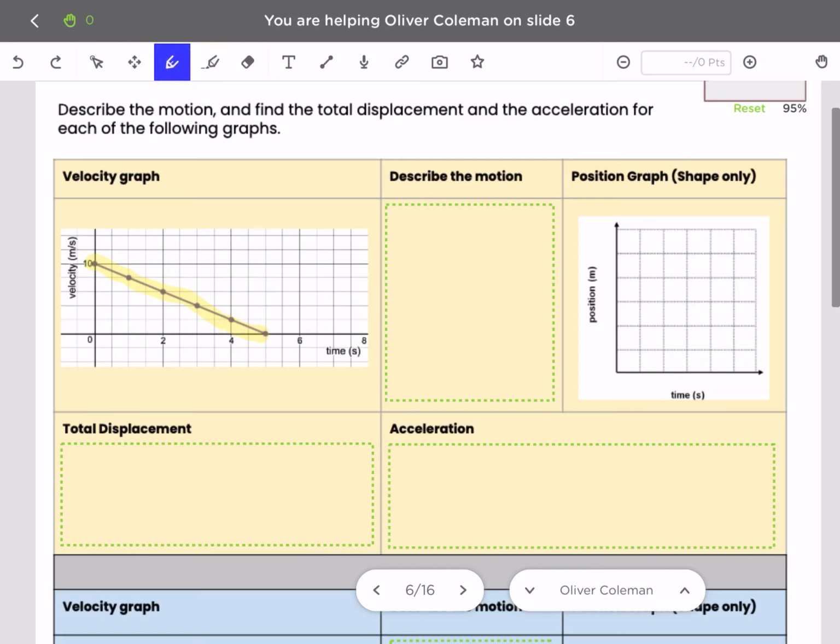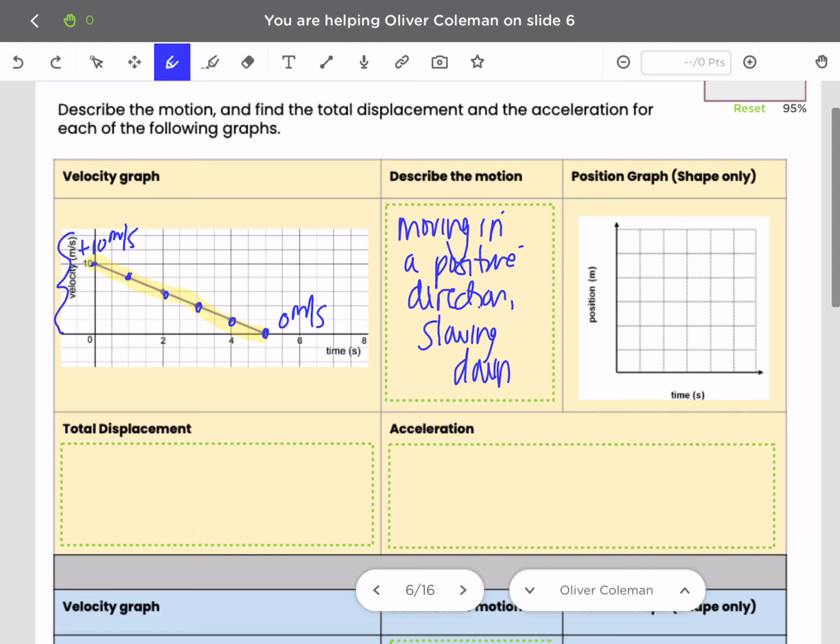So when you see a velocity graph that looks like this, this is still a positive velocity, because it's above the axis. The initial velocity is 10 meters per second. That's still a positive velocity, and it ends at a velocity of 0. So even though this line has a negative slope, that means it has a negative acceleration. It's decreasing its velocity, but it's still in the part of the graph for positive velocities. So this is moving in a positive direction, and slowing down.